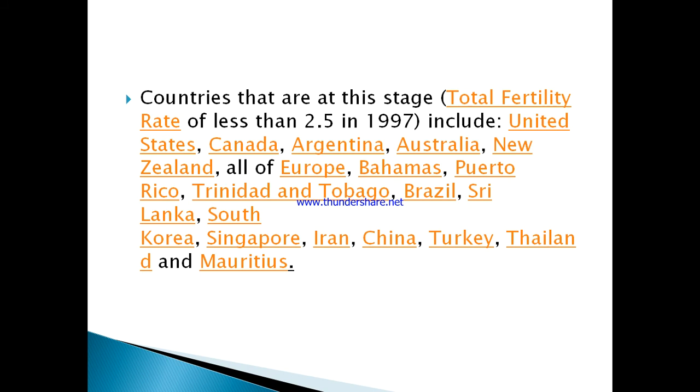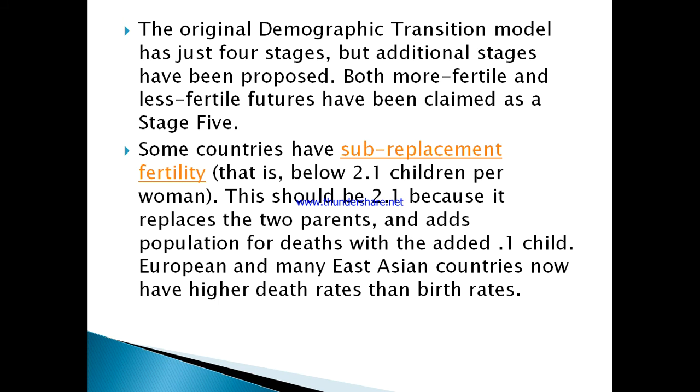Countries that are at this stage, total fertility rate of less than 2.5 in 1997, include United States, Canada, Argentina, Australia, New Zealand, all of Europe, Bahamas, Puerto Rico, Trinidad and Tobago, Brazil, Sri Lanka, South Korea, Singapore, Iran, China, Turkey, Thailand and Mauritius. The original demographic transition model has just 4 stages, but additional stages have been proposed, both more fertile and less fertile futures have been claimed as a stage 5.